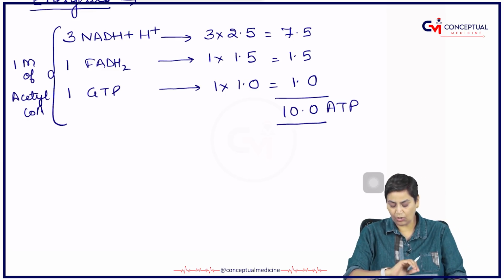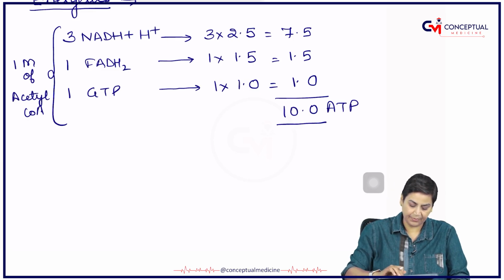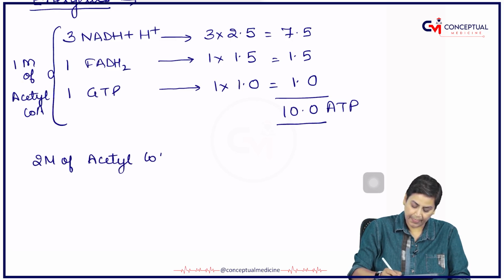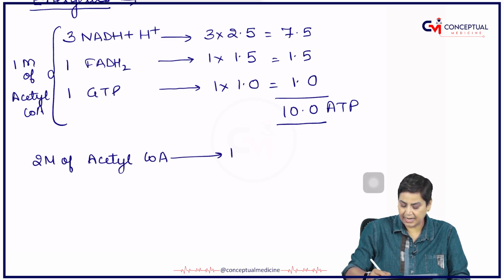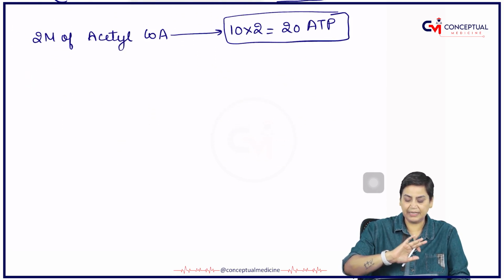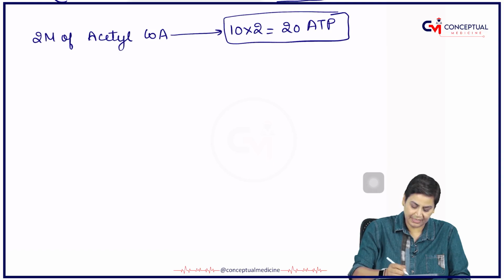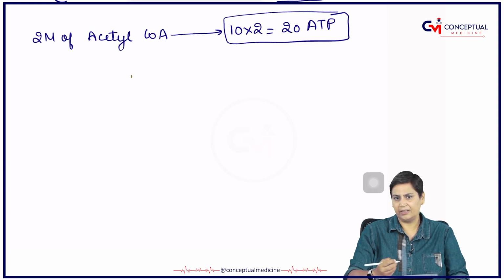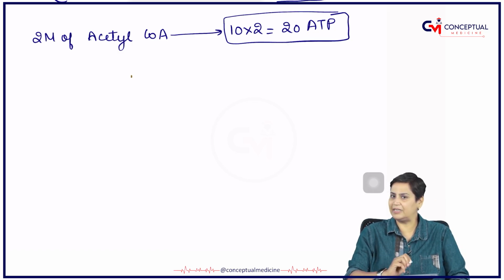So if one molecule of acetyl coenzyme A is giving 10 ATP, I can simply say that 2 molecules of acetyl coenzyme A will give 10 into 2, equivalent to 20 ATP. And if we complete the entire energetics, because the TCA cycle is again a dead end, the complete 2 carbon atoms which were present in acetyl coenzyme A are completely dismantled.